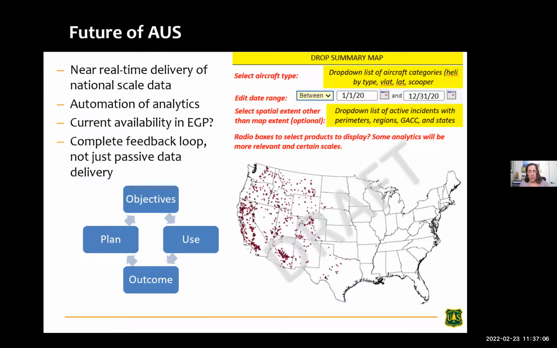That's where we want to go, and really ultimately want to figure out how to complete this feedback loop where clearly defined objectives define the use, and the outcome of the use really informs the plan, and the plan drives the objectives. So we have a complete feedback loop where we're learning and improving and continuing to help minimize risk to firefighters and ensure that we are effectively engaged in the right place at the right time with the right tools.